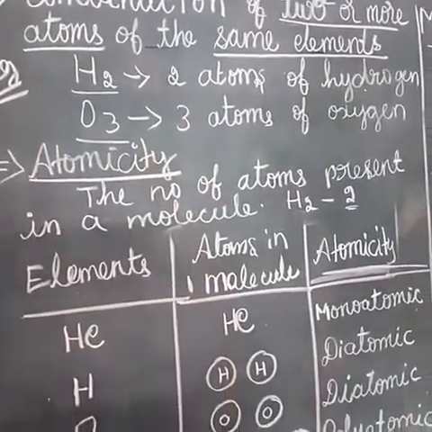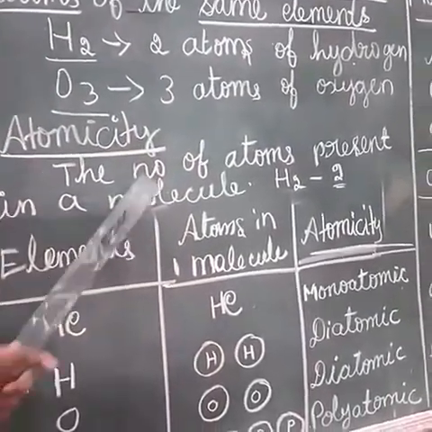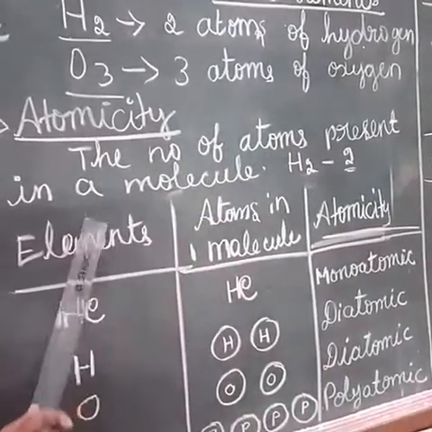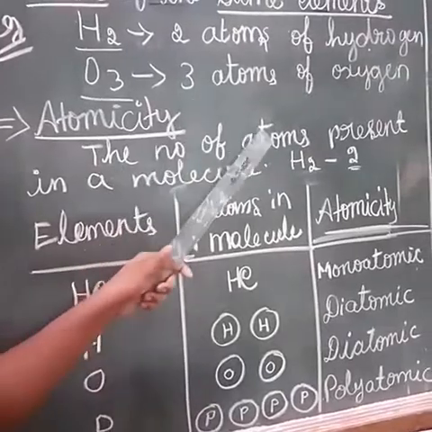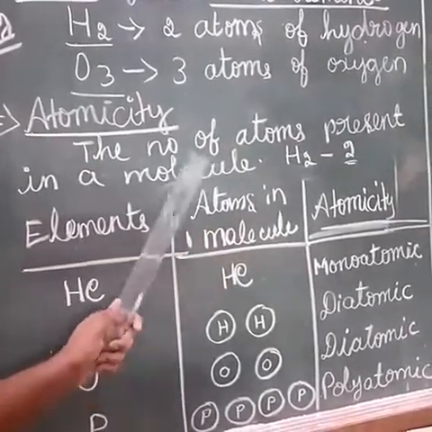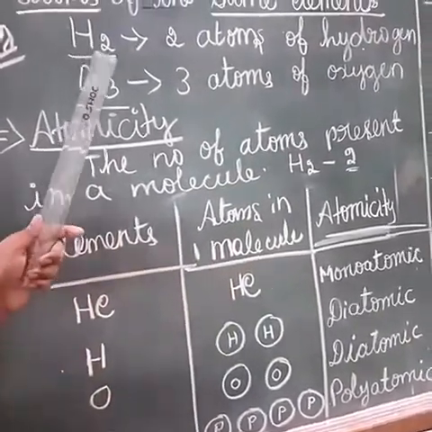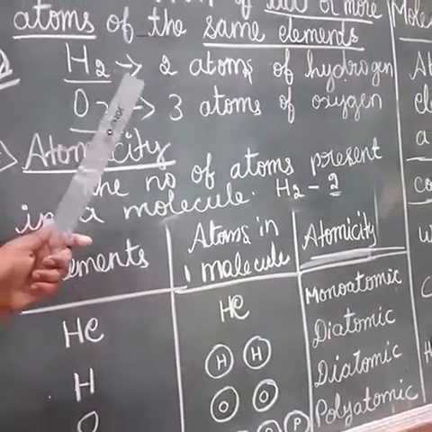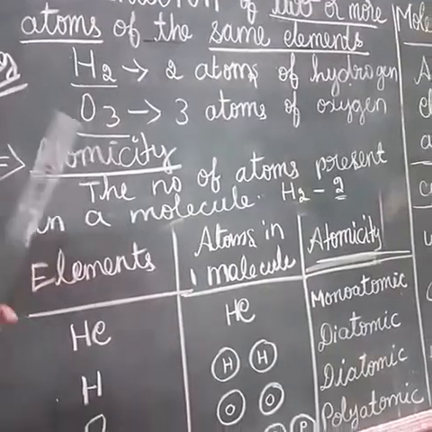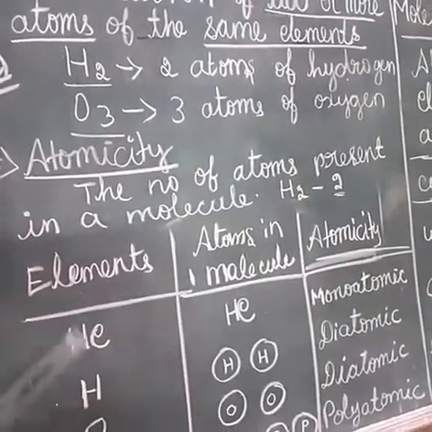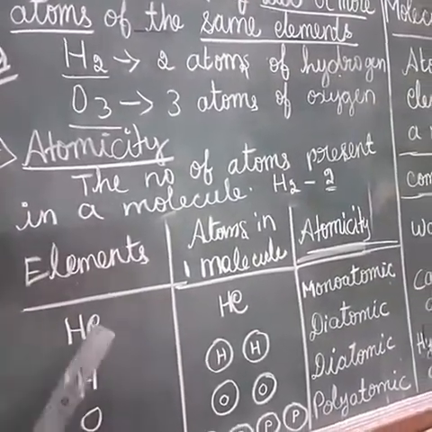Next one, what is atomicity? The number of atoms present in a molecule is called atomicity. For example, how many atoms are present? Two atoms. So this 2 is called its atomicity. We are going to learn a few more examples for atomicity.